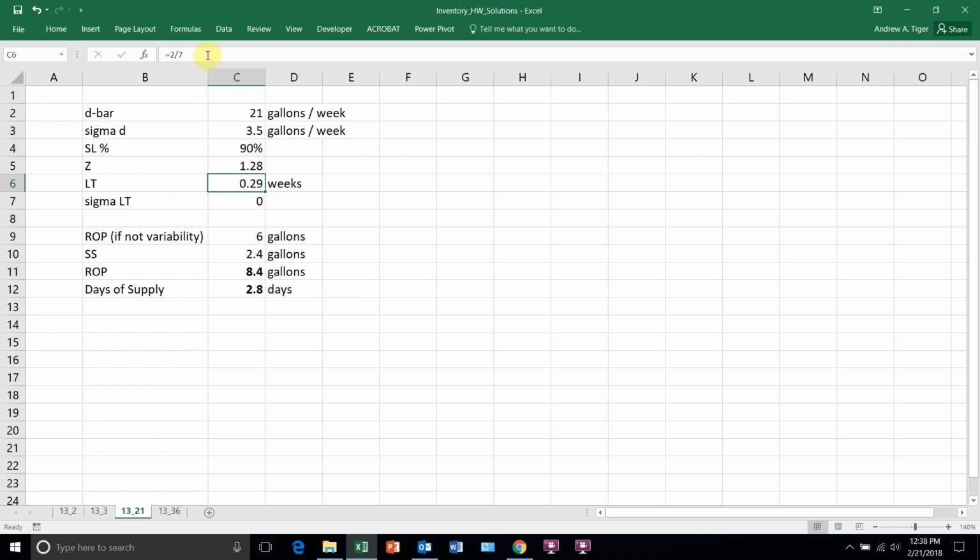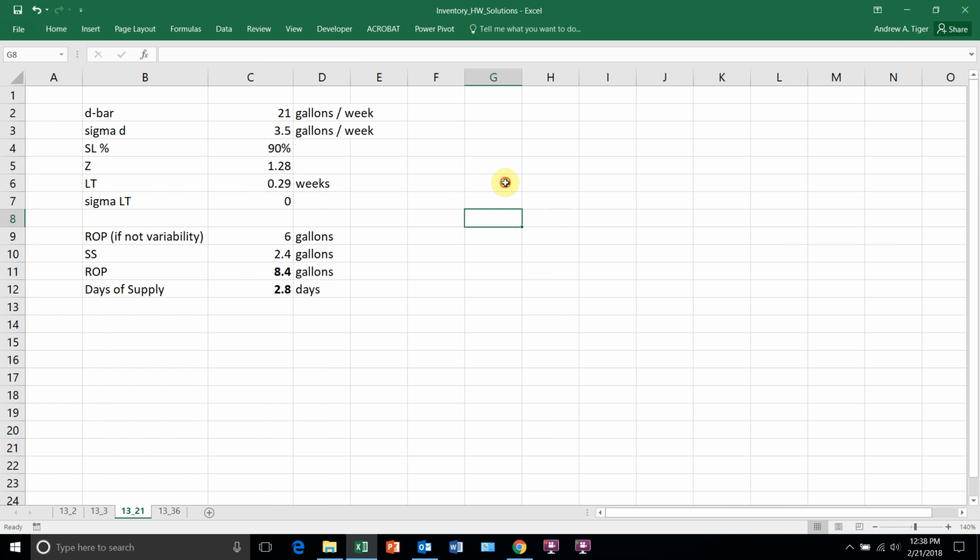The lead time, they tell us, is 2 days, and you want to do this in weeks so that all these are apples to apples. Since these are gallons per week, now we've got this lead time in weeks, which is 2 days. They say the lead time is 2 days, so what that means to me is that there's no variability. The standard deviation of lead time is 0. So the numbers that we need for our formula are those 5. Those are the things that go into the input.